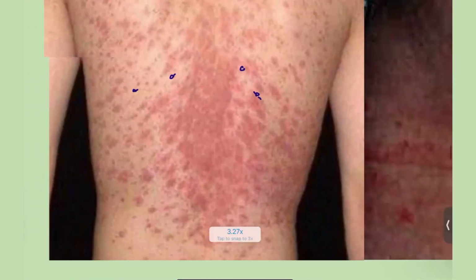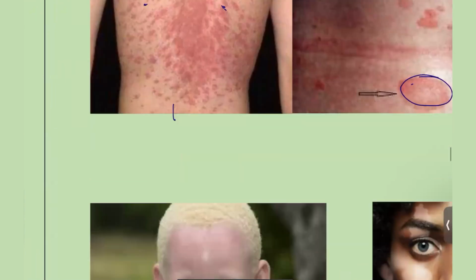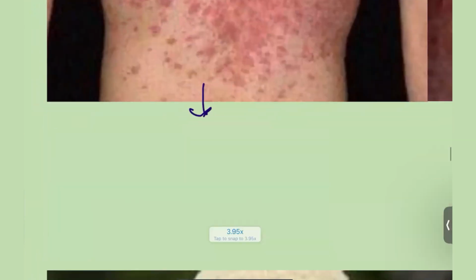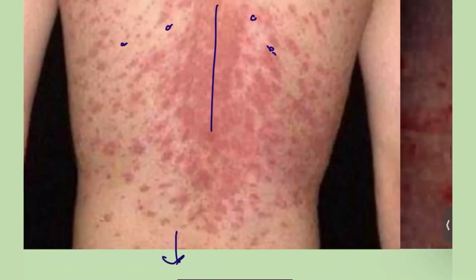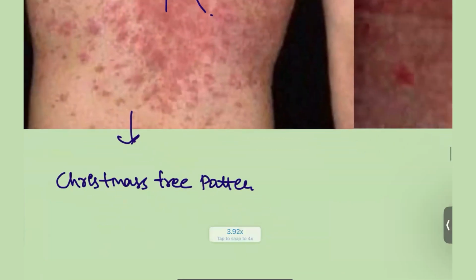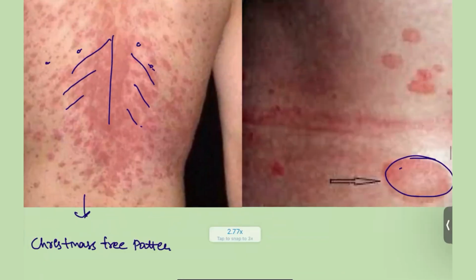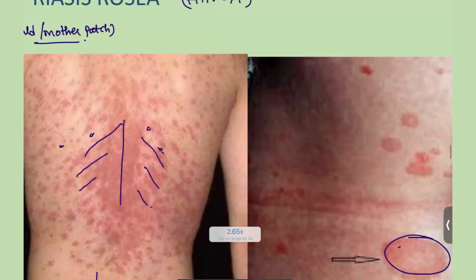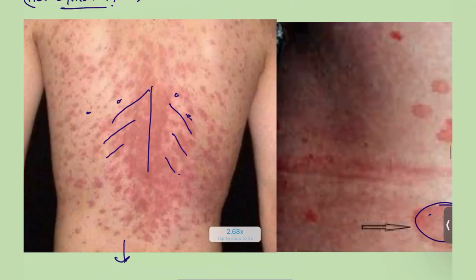Another thing from this picture that you have to understand is this sign, known as the Christmas tree pattern. Like this. Smaller scaly plaques will be seen along the tension lines of the truncal region. And this is self-resolving pityriasis rosea. The scaling will be present, and it is a self-limited condition due to infection.